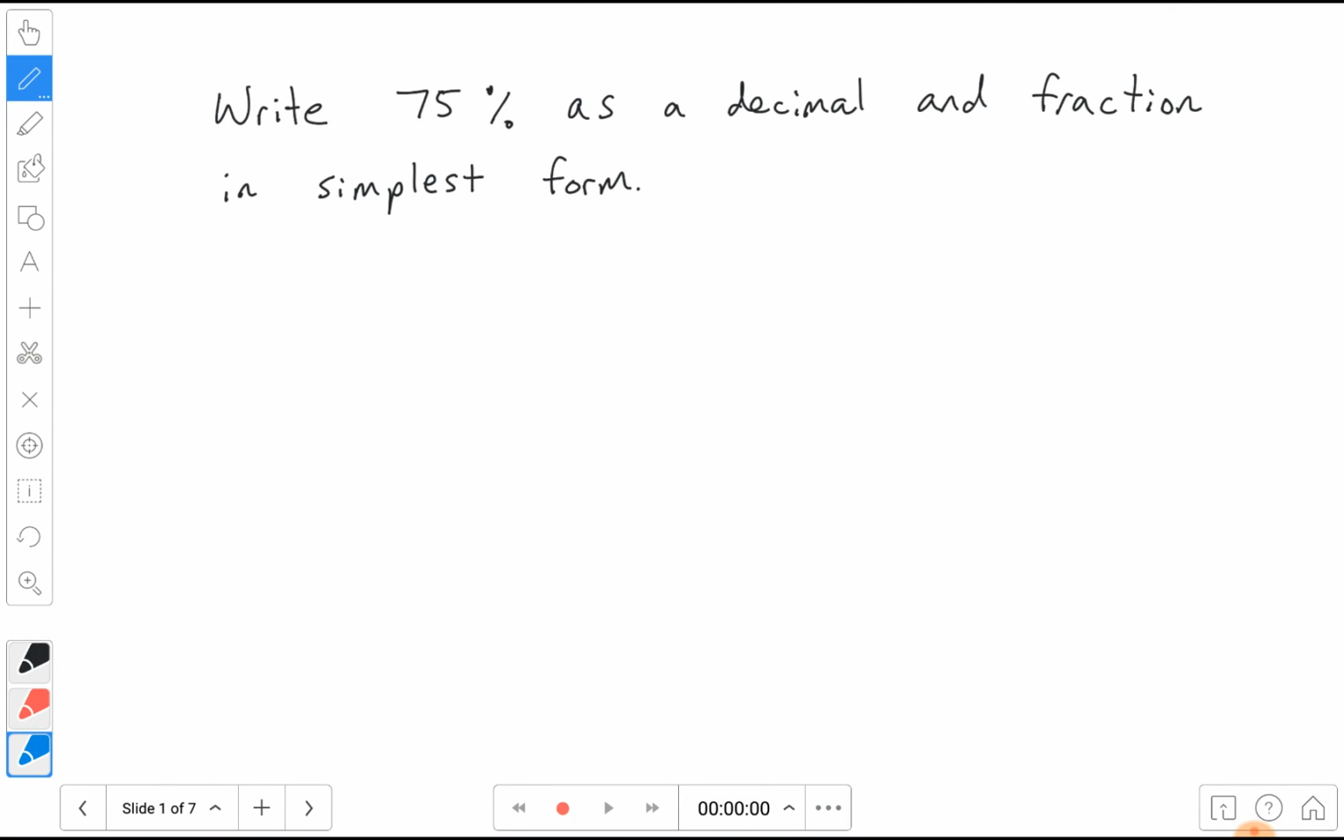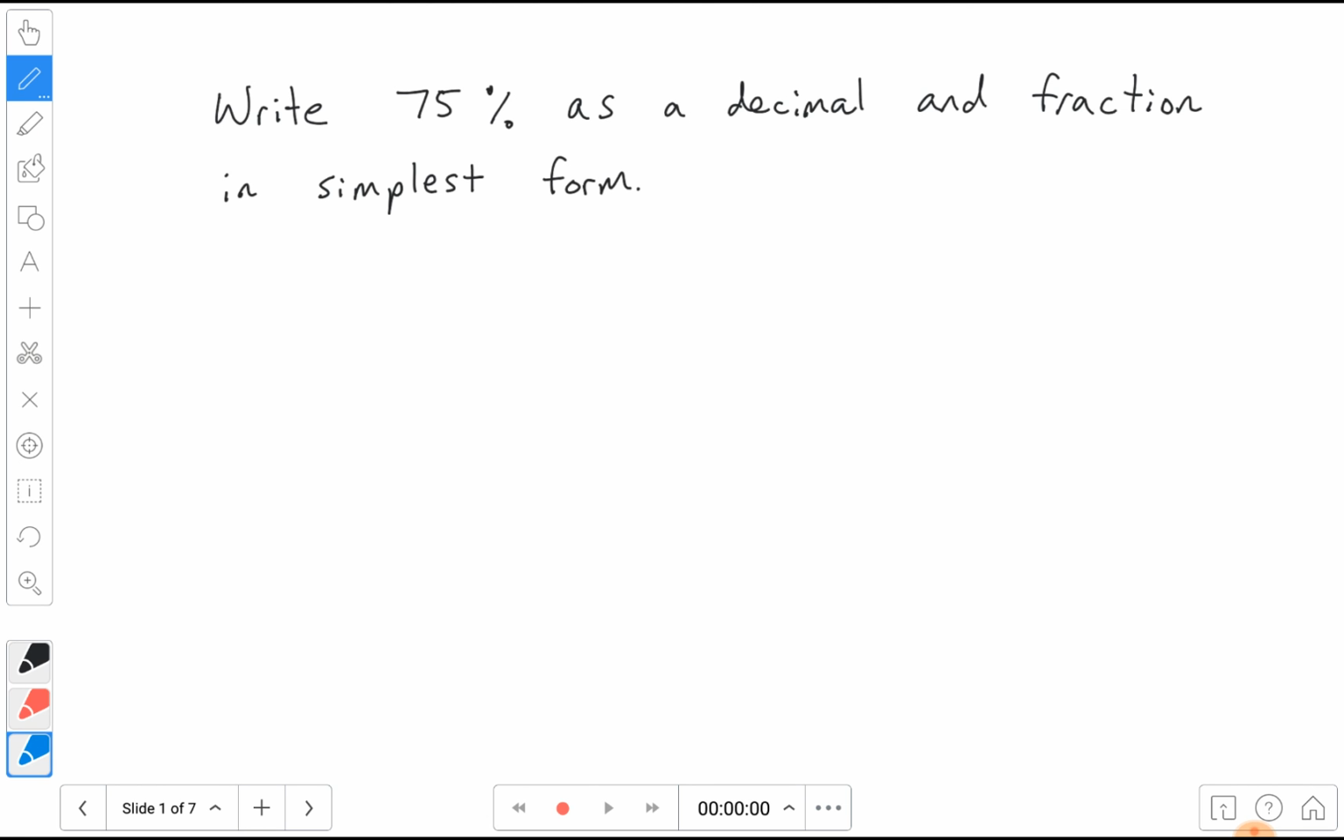Fraction, decimal, and percentage equivalence. All right, we're going to look at how to go between all three of these, from a fraction to a decimal to a percentage and back. Let's write 75% as a decimal and fraction in simplest form.